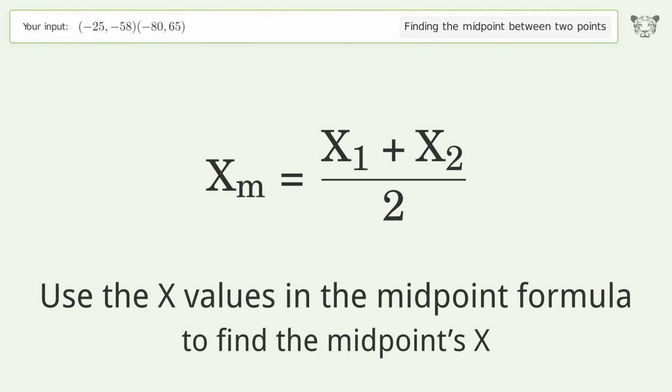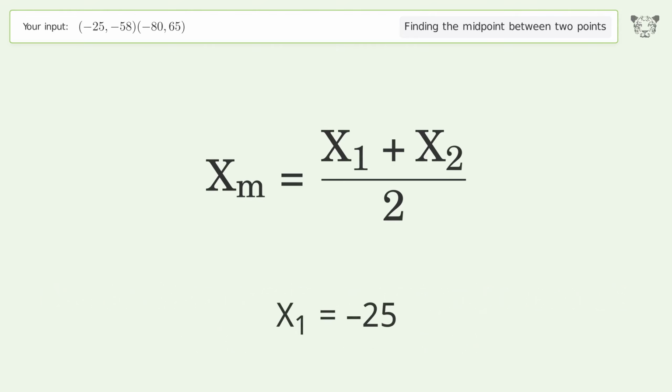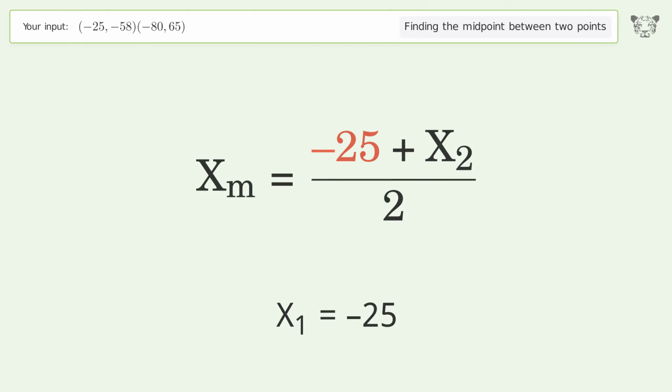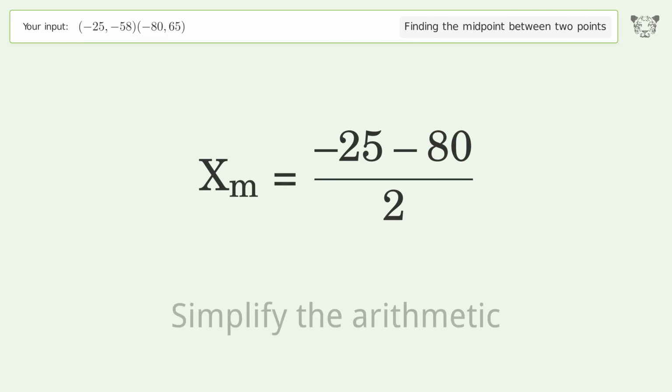Use the x values in the midpoint formula to find the midpoint's x. x1 equals negative 25. x2 equals negative 80. Simplify the arithmetic.